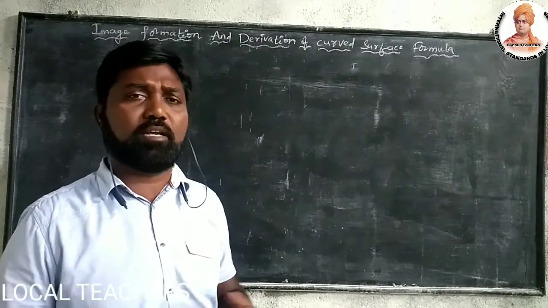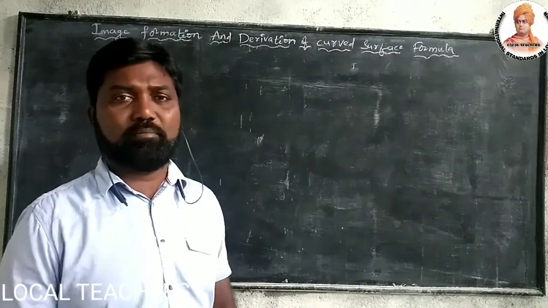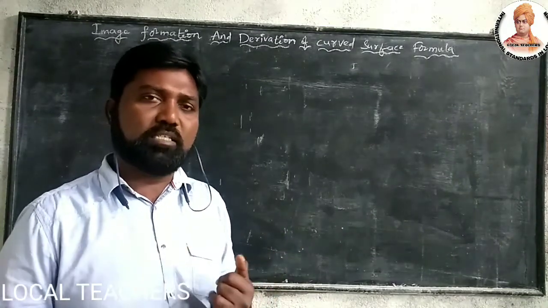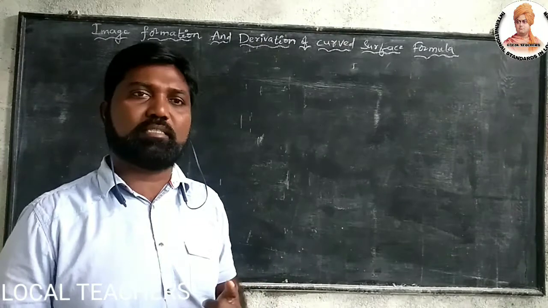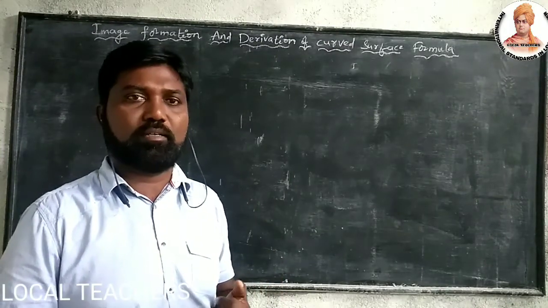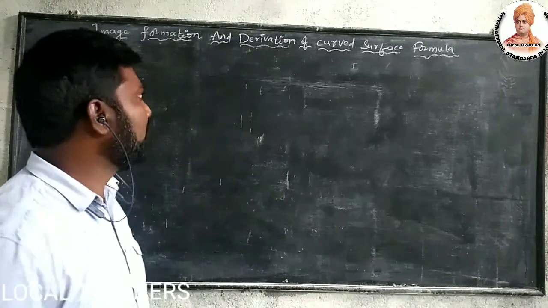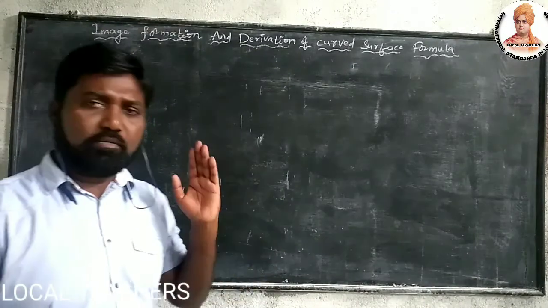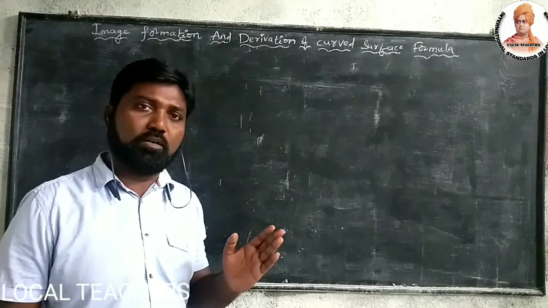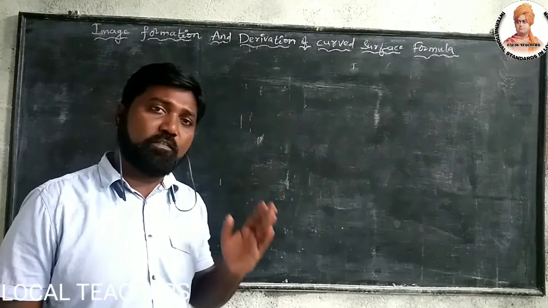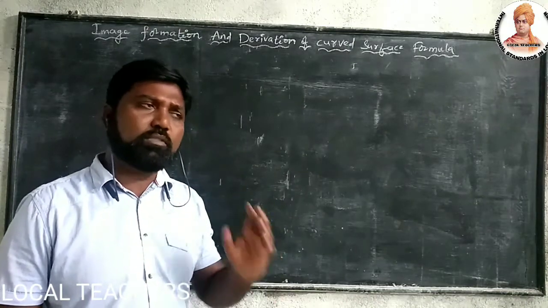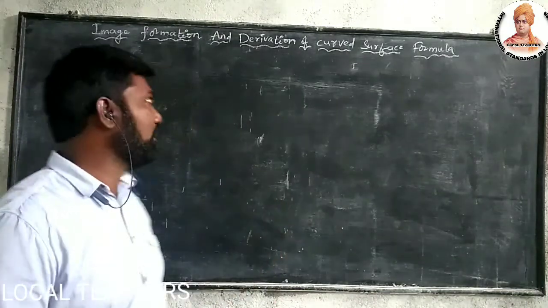So that is nothing but a mathematical relation between object distance and image distance as well as refractive indices. For that, we are considering a curved surface which is separating two mediums. Those refractive indices are N1 and N2. So I will represent that in a diagram.